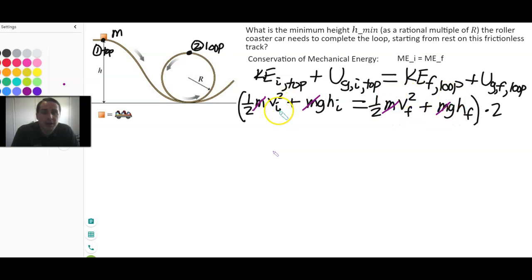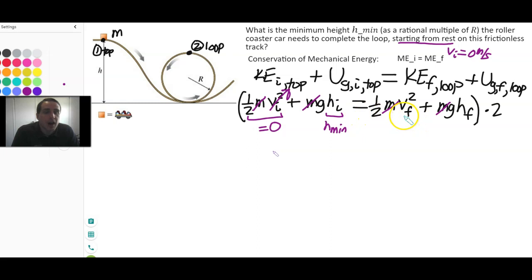Next, let's think about what the initial velocity is. So we're told that it starts from rest. So that means the initial velocity is going to be 0. So that means this entire term right here is equal to 0 because this is 0. And then what's H initial? Well, H initial, we're going to call that H min. So the minimum height to just barely make it through this circular roller coaster loop.